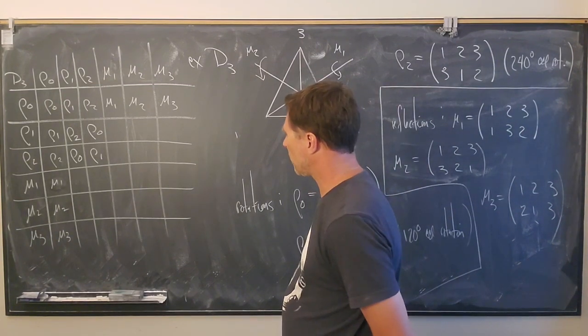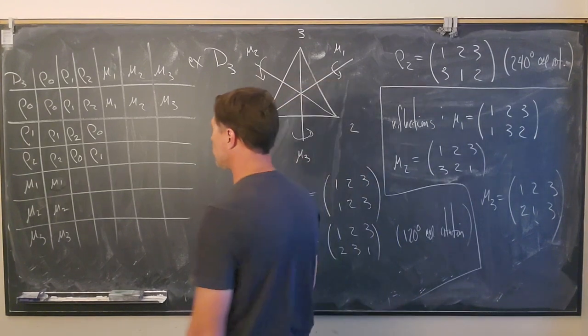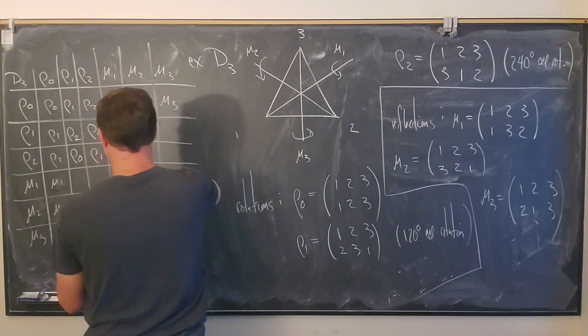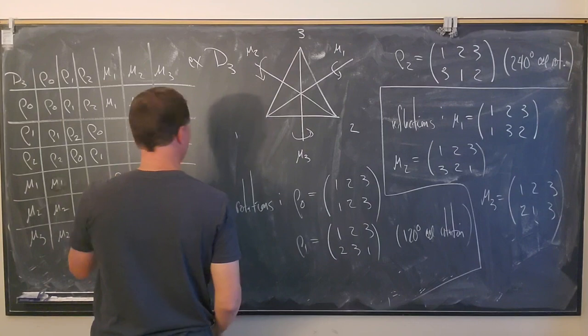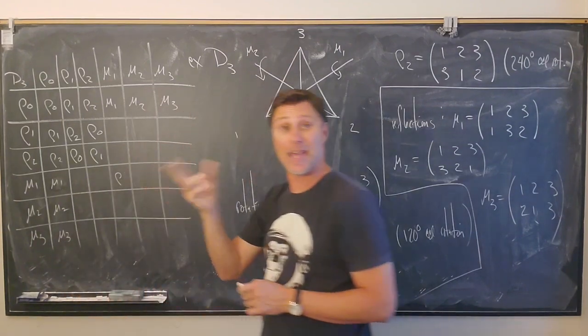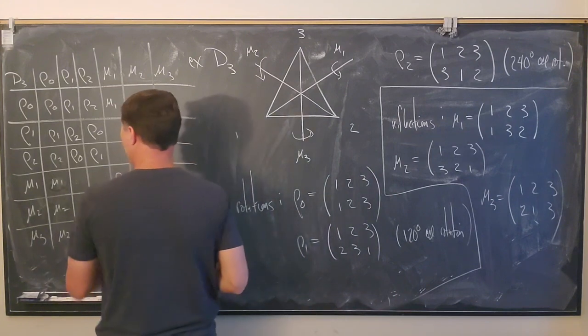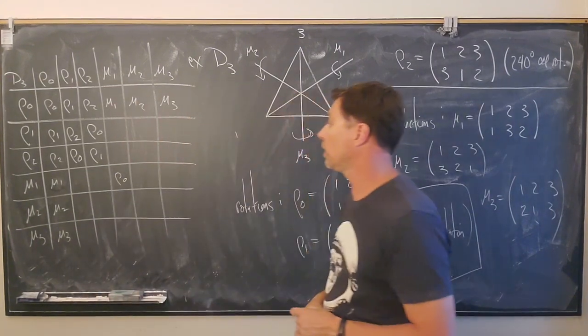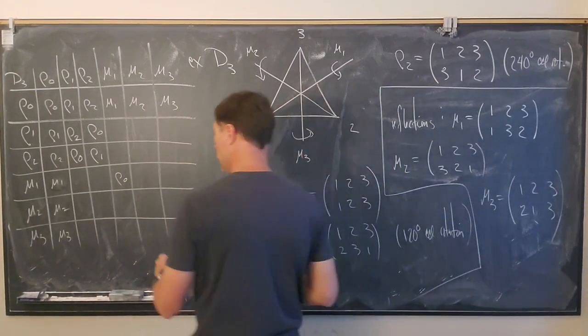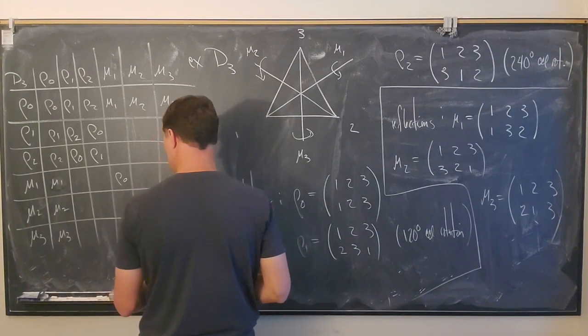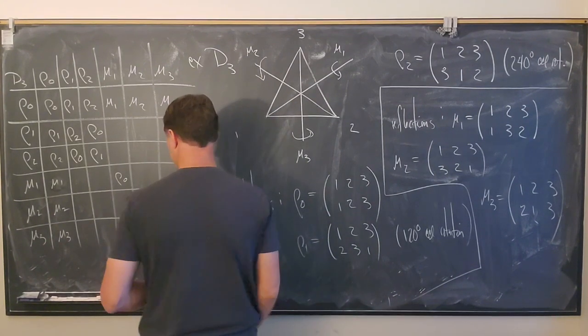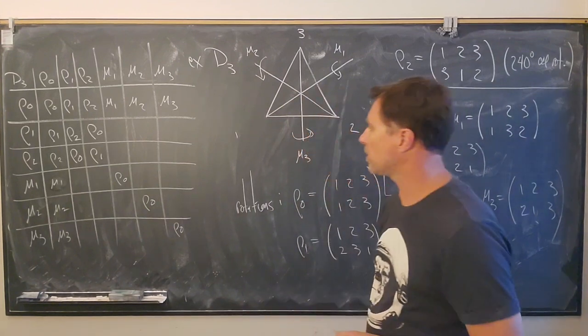What else? So let's do a couple of these. Oh, you know what? Let's do the products here. So mu1 times mu1. If you reflect and then reflect again doing the same reflection, what do you get? You get back to where you started. So mu1 times mu1 is row 0. Mu2 squared is row 0. Mu3 squared is row 0, right? So that takes care of that diagonal piece there.